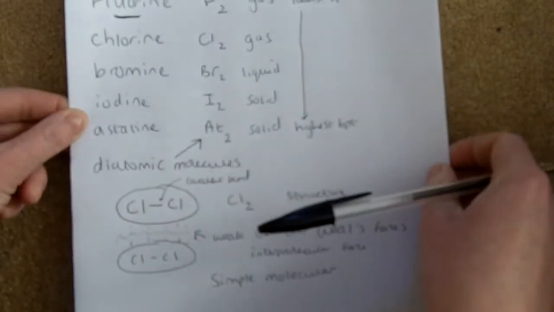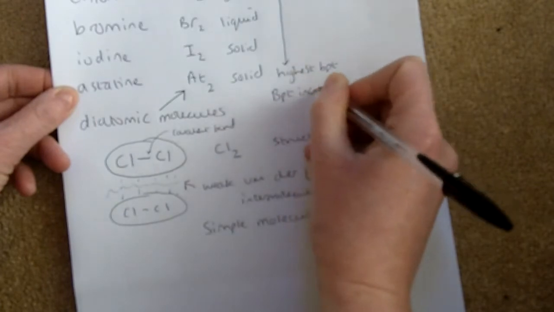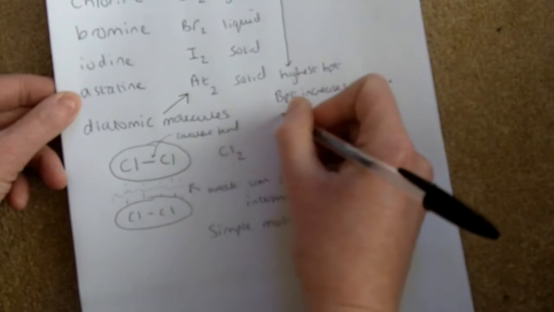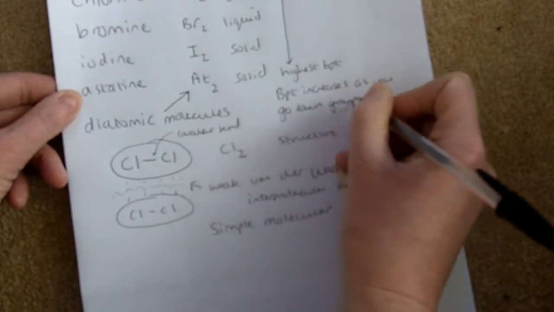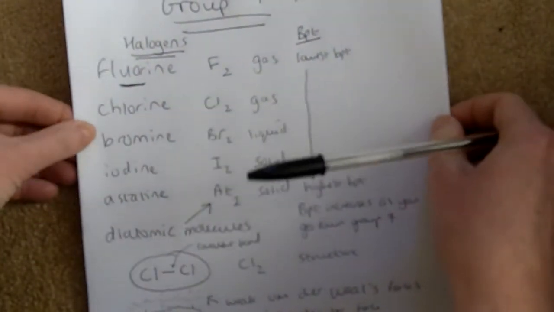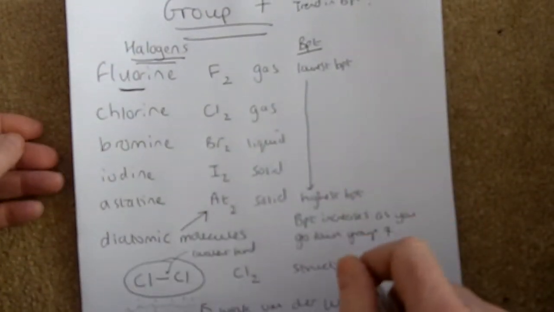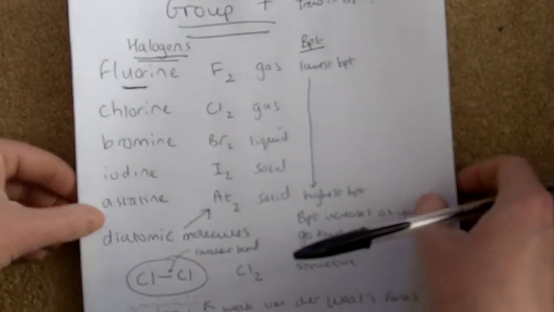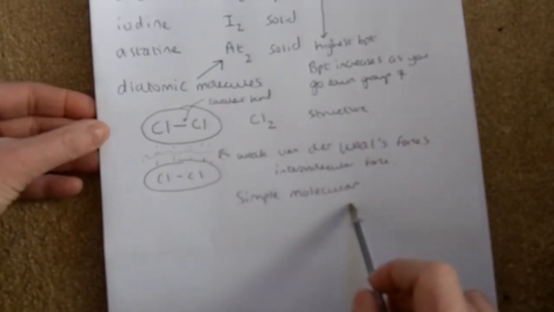Okay, so the boiling point increases as you go down group 7. And that in an exam would just get you 1 mark. Talking about the trend down group 7, it would just get you 1 mark. So you have to be able to explain why. Why does the boiling point increase as you go down? And it's something to do with the structure, the simple molecular structure.